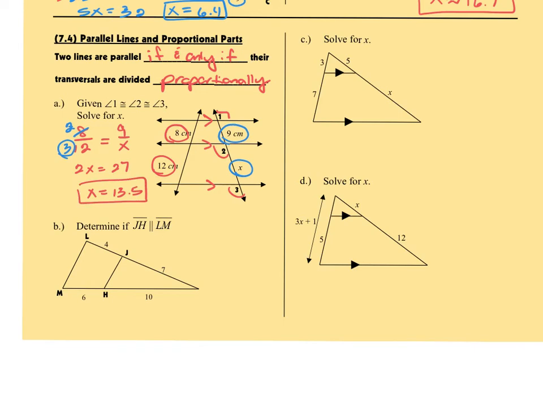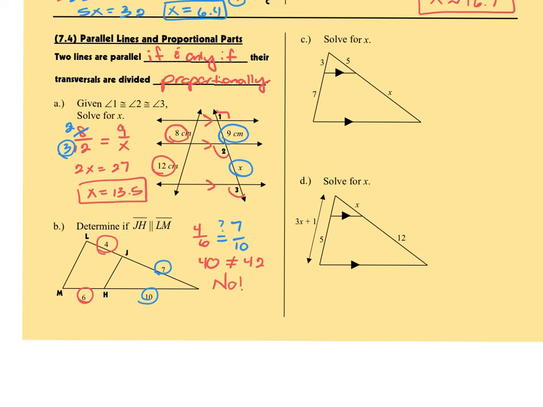On the next problem, it wants us to determine if the lines are parallel. So that goes back to our "if and only if." If they're parallel, we're going to think of this the other direction. Then these ratios, these transversals, should be divided proportionally. 4 over 6, I meant to say, should be equal to 7 over 10. Now, if we cross multiply, this is our other strategy for checking, we would see that 40 is clearly not equal to 42, so no, these lines are not parallel.